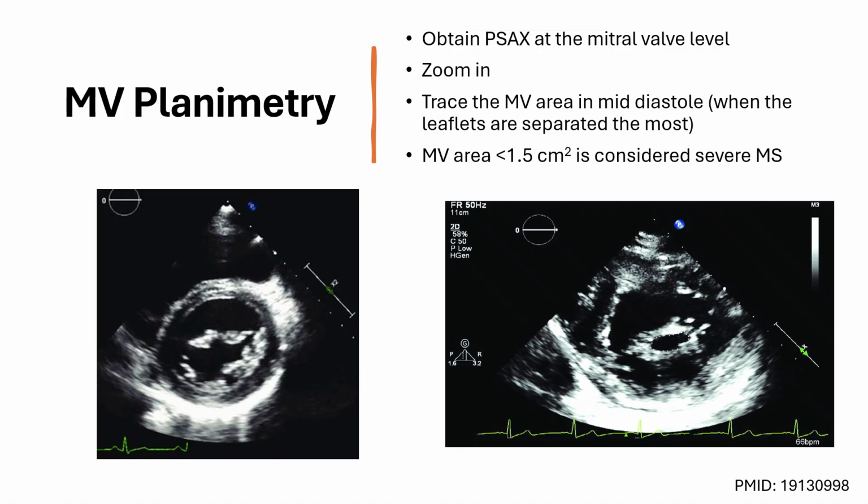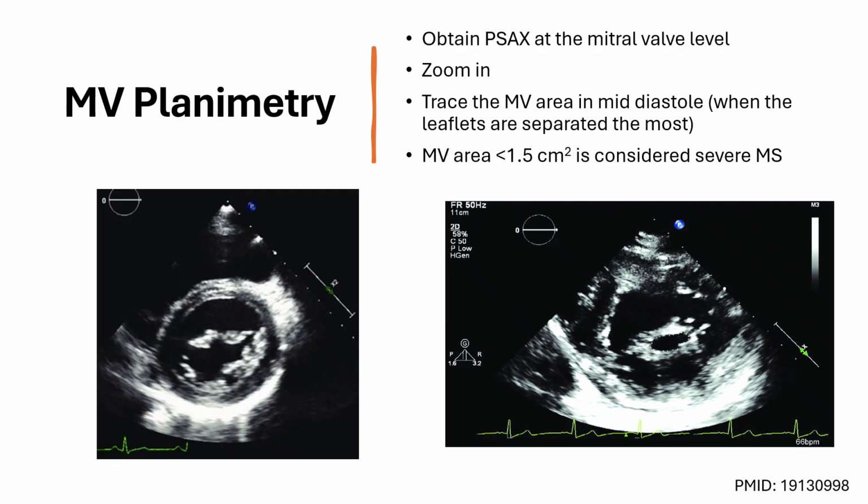Let's talk about mitral valve planimetry, which is tracing the orifice of the mitral valve. In order to do that, you need to obtain a parasternal short axis view at the mitral valve level, zoom in, and trace the area in mid-diastole. Mitral valve area less than 1.5 centimeters squared is considered to represent severe mitral stenosis. Take a look at these two frozen images here. One on the left, where the mitral valve seems to be opening pretty well, and one on the right, where you have a very narrow and tight mitral valve area. The image on the right signifies significant mitral stenosis.